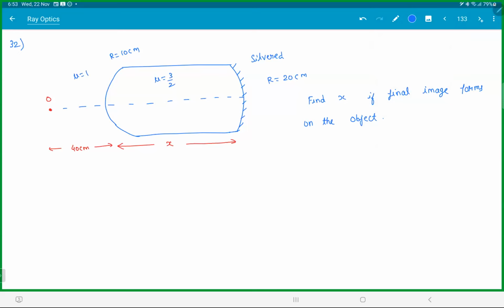Outside is 1. So when you see these kind of questions, this word should hit you: final image forms on the object. The moment you hear the word, you should strike like a boss, I have to do this. What to do for that? Let's figure it out.